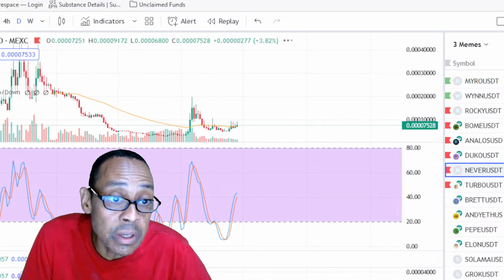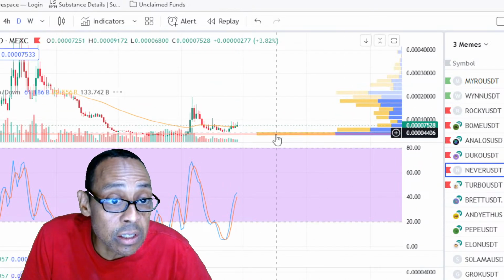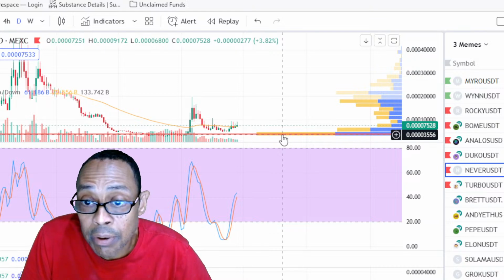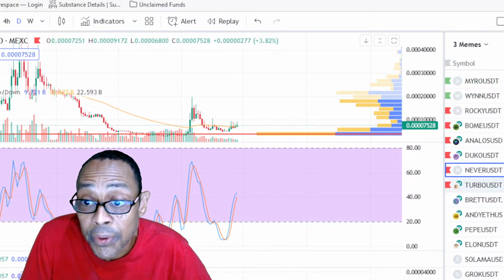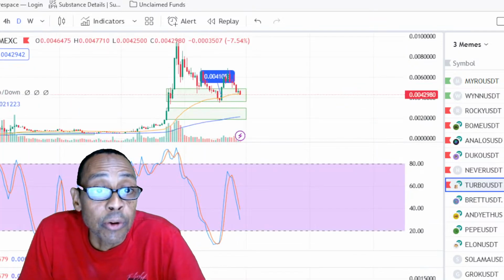There's Neversol. It has decent volume. I think it's going to roll over and come down, probably getting cut in half at the 0.000035 level.